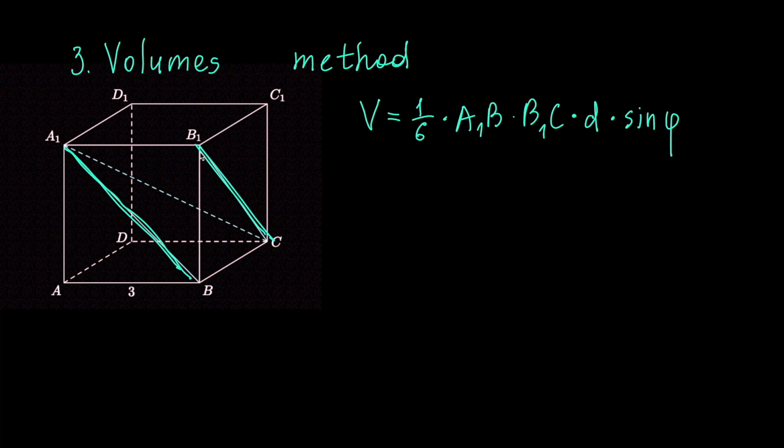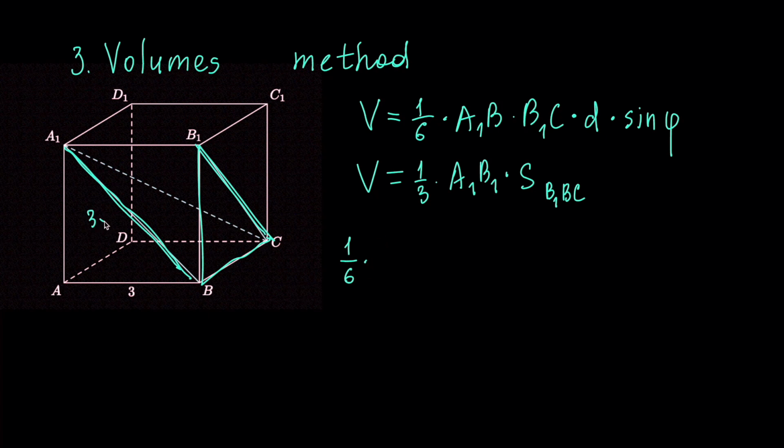On the other hand, this is a tetrahedron with a base B, B1C, so its volume is 1/3 of the product of the altitude, or A1B1, and the area of its base. So we have 1/6 multiplied by 3 square roots of 2, by again 3 square roots of 2, by the distance, by the sine of 60 degrees. And the angle is clearly 60 degrees if you think of triangle A1DB. It's equilateral, so this angle is 60 degrees.